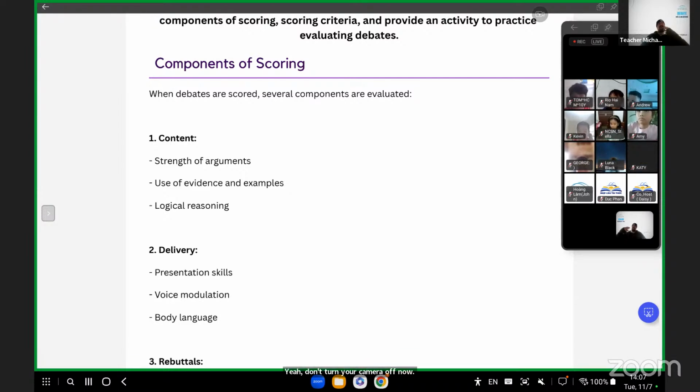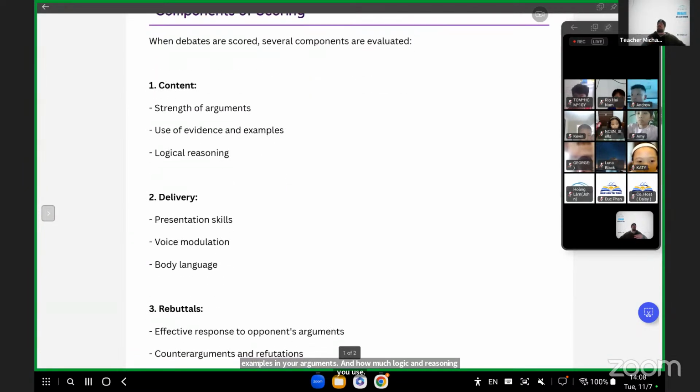So those are the three things that the judges look for in your content: the strength of your arguments, the use of evidence and examples in your arguments, and how much logic and reasoning you use. So how well are you able to get your point across?